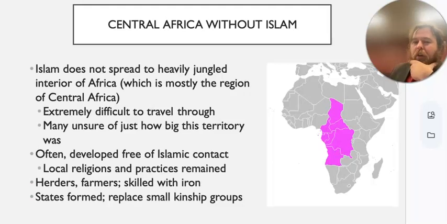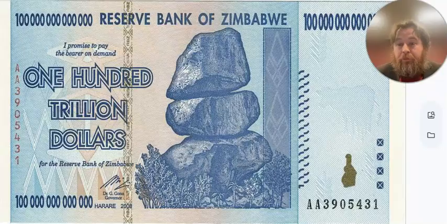You see herders, farmers. You see a population that is very skilled with metallurgy, possibly as a result of the Bantu migrations. And eventually you do see the emergence of states forming, which replace the kinship groups that dominate these early societies. So let's talk about Zimbabwe.